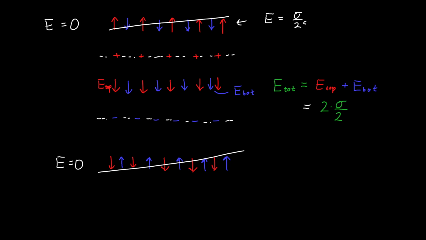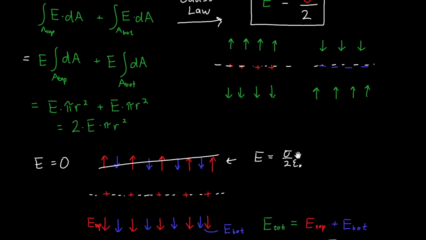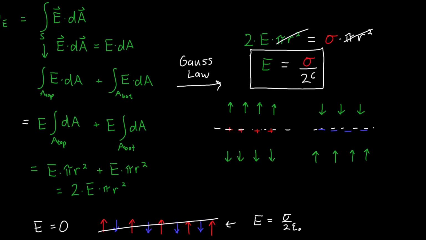Or sorry, 2 epsilon naught. There's an epsilon naught in the bottom. Or sigma over epsilon naught. So this is our final answer. The electric field is 0 everywhere outside the plates, and it's sigma over epsilon naught in between the plates. And I think up here I was also, yes, I was also missing an epsilon naught. So there should have been a charge enclosed divided by epsilon naught.